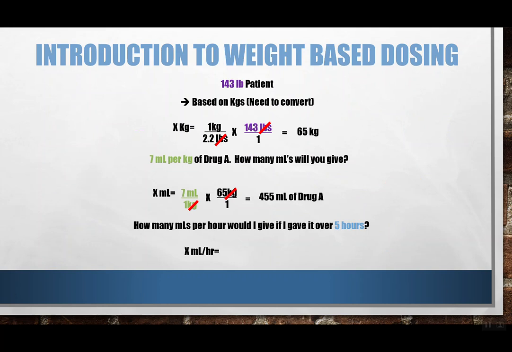How many mils per hour will I give if it's given over 5 hours? Okay, so now I have X mils per hour. Do I already have this information? I do, because I have 455 mils will be given, and my hours on the bottom are already there at 5 hours. The question is asking for mils per hour. You already have mils per hour, so nothing really needs to be done but to bring it down to 91 mils per hour. So that would be the answer to each of those, depending on what the question is asking.